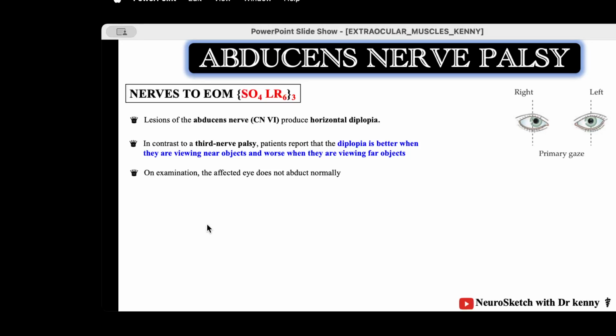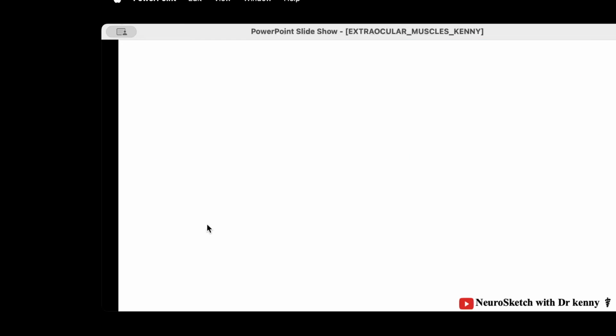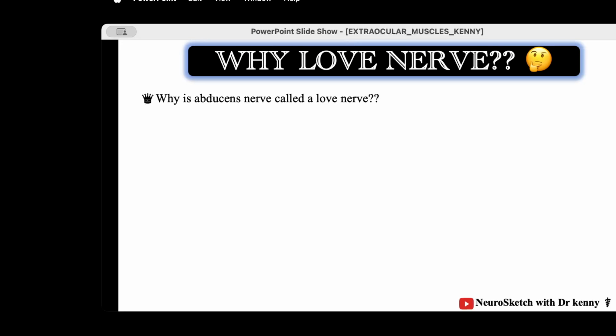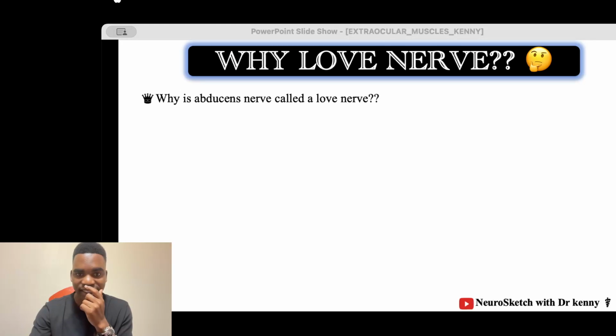So why is it really known as the love nerve? Why is it called the love nerve? Of course, the abducens nerve is known as the love nerve, and the muscle it supplies is also known as the love muscle. So the lateral rectus is the love muscle.